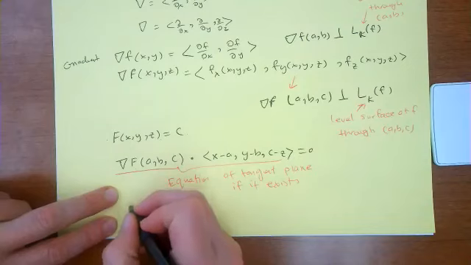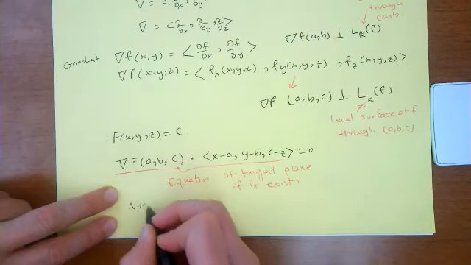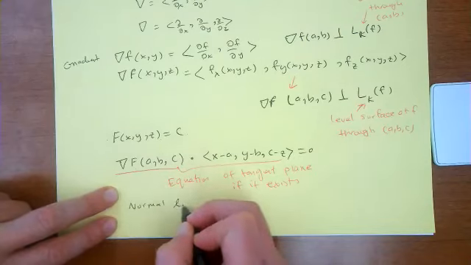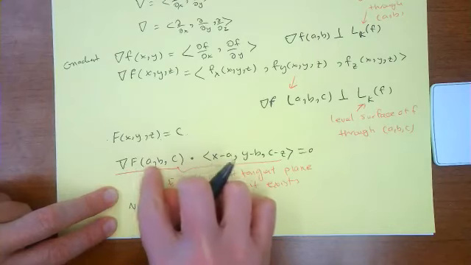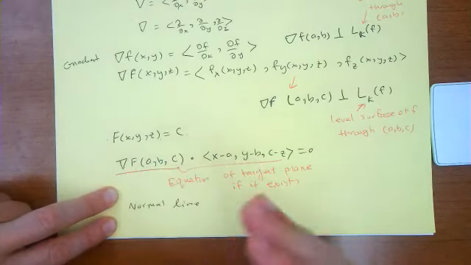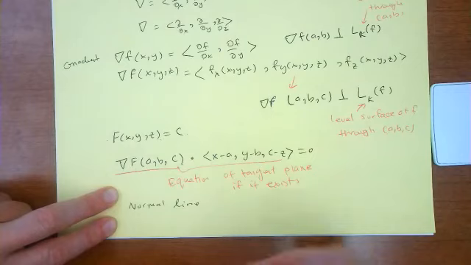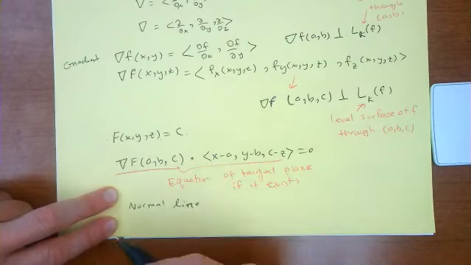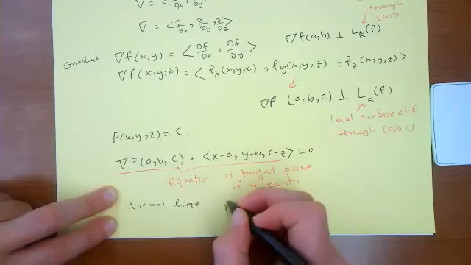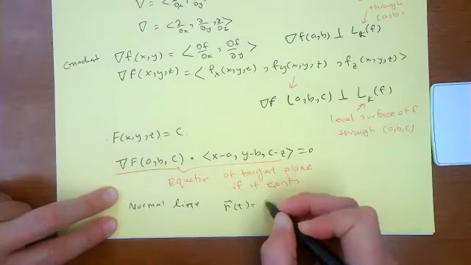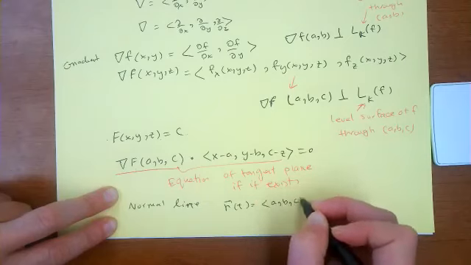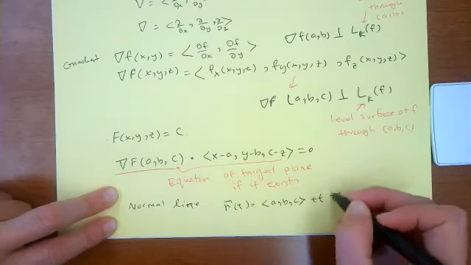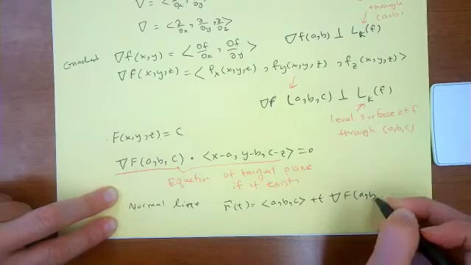And then it tells me about the normal line, because the gradient of f at a and b and c is orthogonal to the tangent plane. It is in the direction of the normal line. So I can write r of t is equal to the point ABC plus t times the gradient of f at a and b and c.